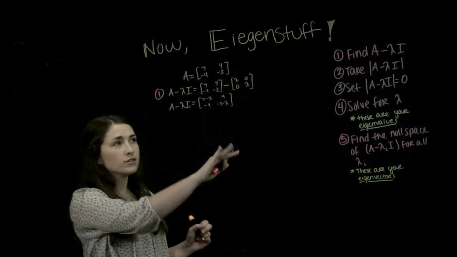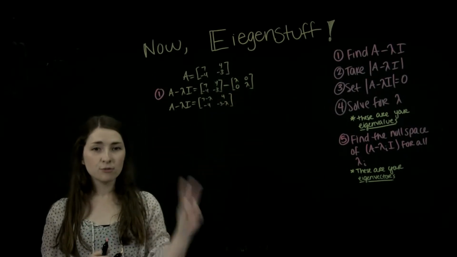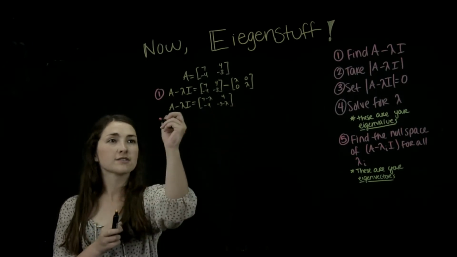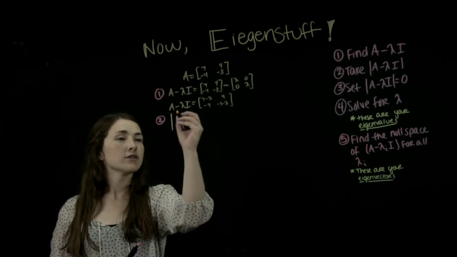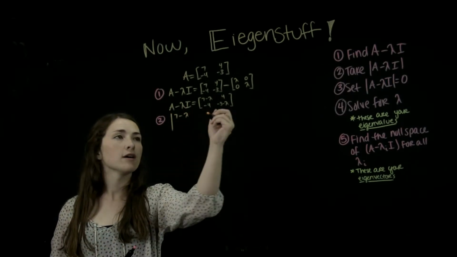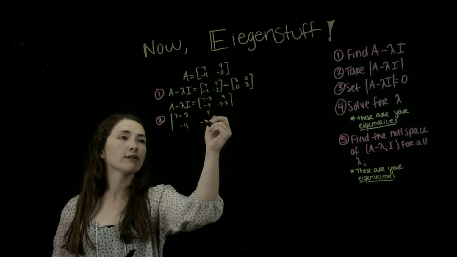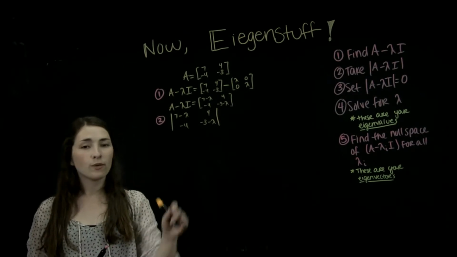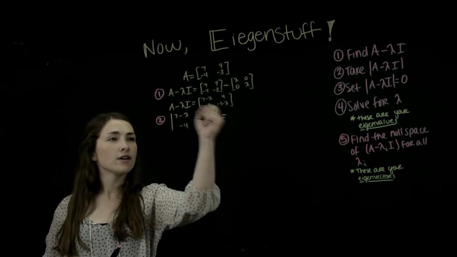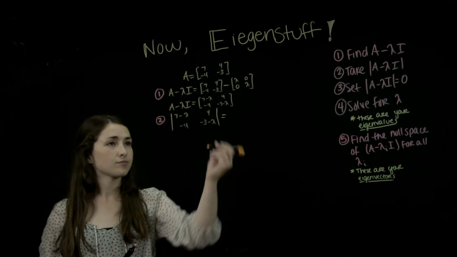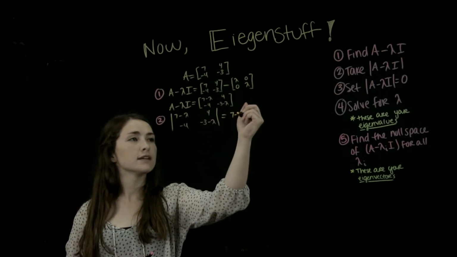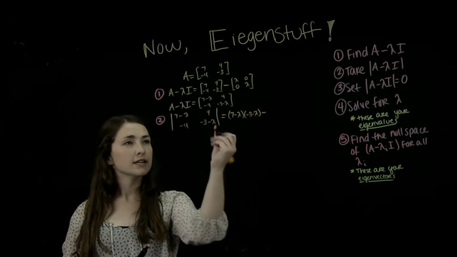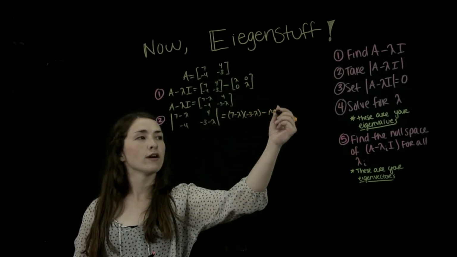So now we have found A minus lambda I. Now let's move on to our second step. We want to take the determinant of this new matrix. So we're going to take the determinant of 7 minus lambda, 4, negative 4, and negative 3 minus lambda. So we multiply down the diagonal to the right: 7 minus lambda times negative 3 minus lambda, minus the diagonal going the other way, so 4 times negative 4.